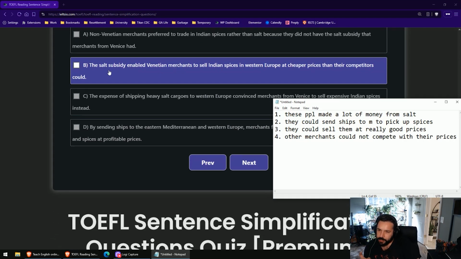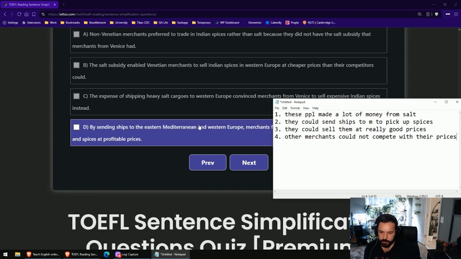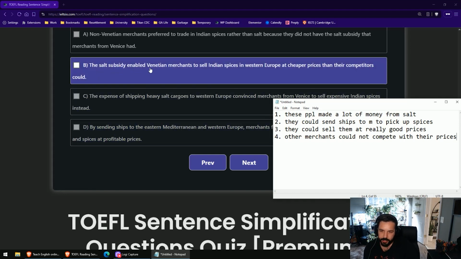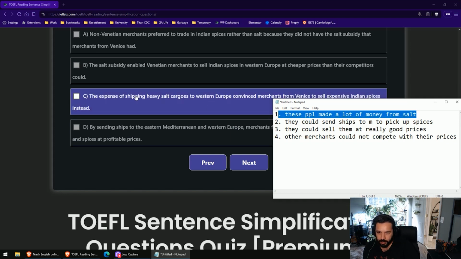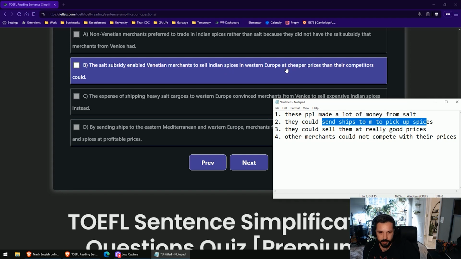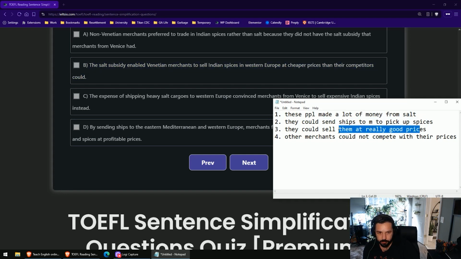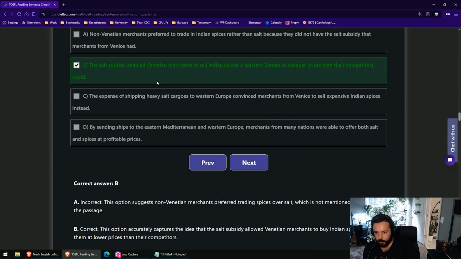Okay. Non-Venetian merchants prefer to trade in Indian spices rather than salt. No, we never said what they prefer. We never said they prefer salt to spices or vice versa. The salt subsidy allowed Venetian merchants to sell Indian spices in Western Europe at cheaper prices than their competitors could. It's very good. So it doesn't include that they got rich from salt. It kind of mentions salt subsidy, but it says it allowed them to sell Indian spices. It doesn't mention the ships going there. To sell Indian spices in Europe, that is true. At cheaper prices, that is true. And their competitors couldn't compete with those prices. That's also true. So this is a very good option.